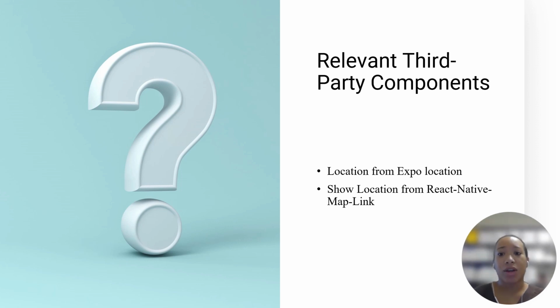Now moving on to relevant third-party components. As I stated before, the Expo Location API, so location from Expo Location, and then show location from React Native Map Link. Those two will help you gather all the information needed to have the location show what your location is, your coordinates, and then be able to track that location to put into Google Maps.